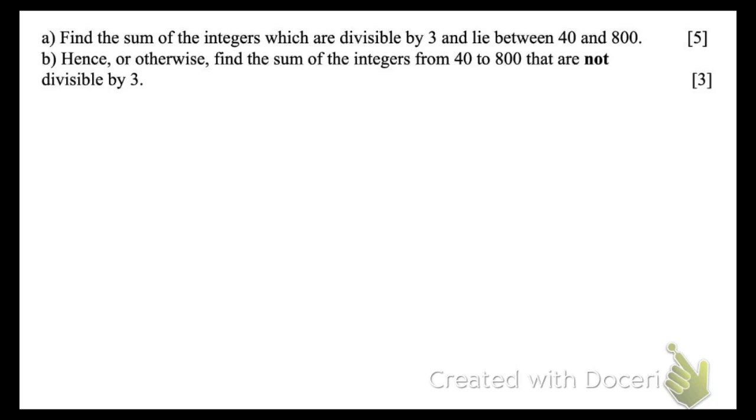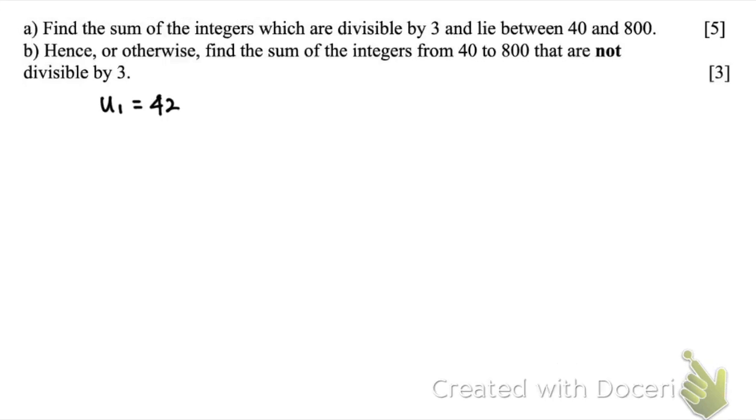Find the sum of the integers which are divisible by 3 and lie between 40 and 800. The first term between 40 and 800 that's divisible by 3 is 42. The last term that's divisible by 3 in this range is 798.